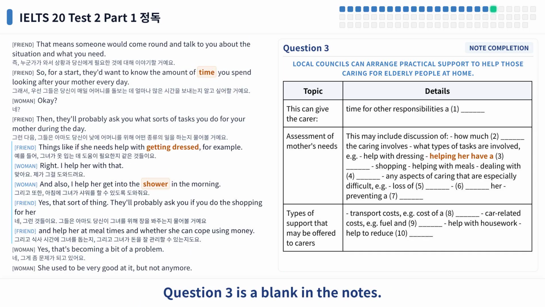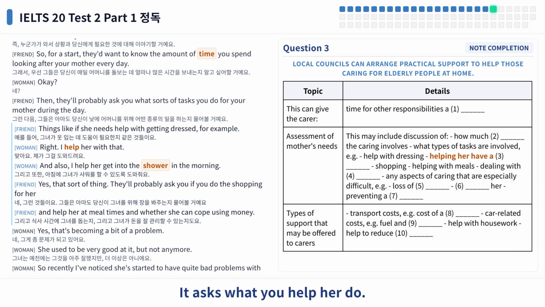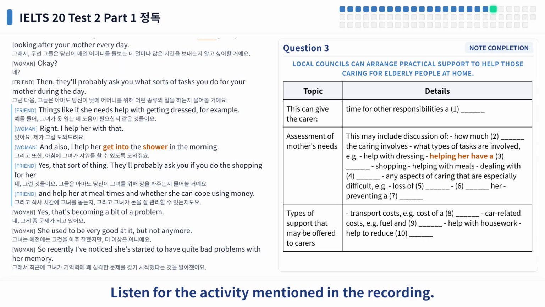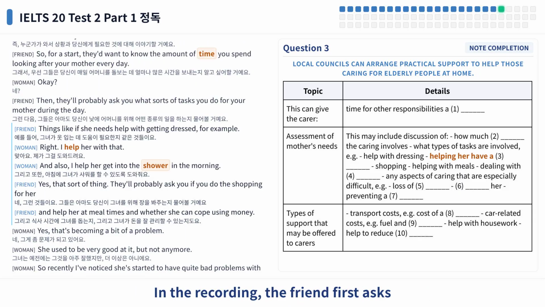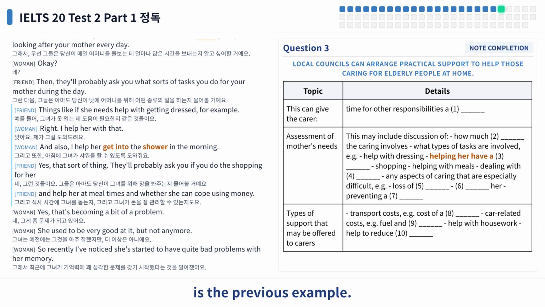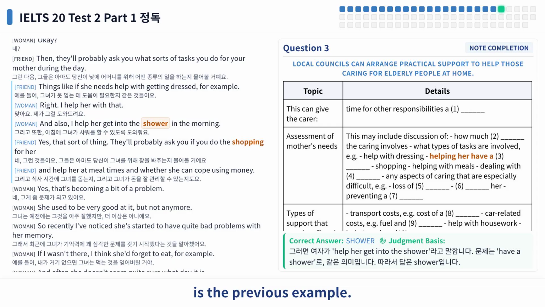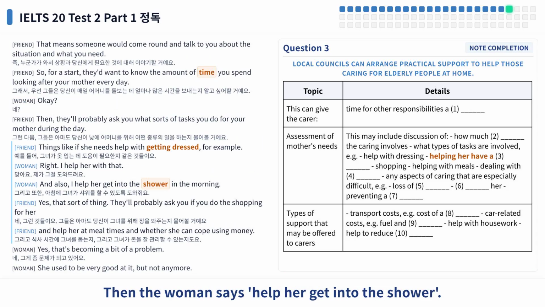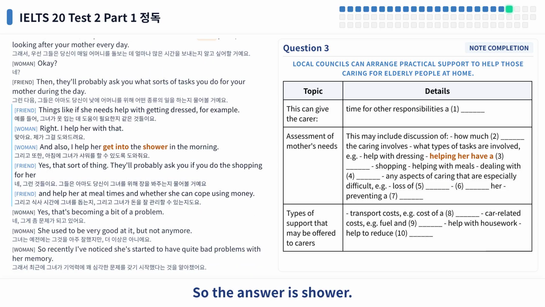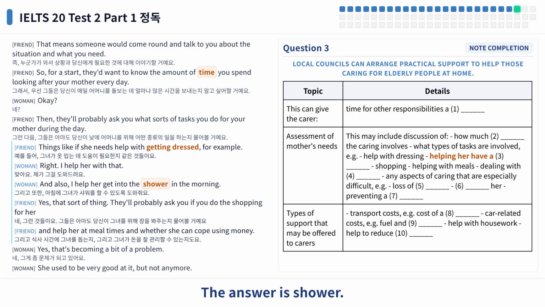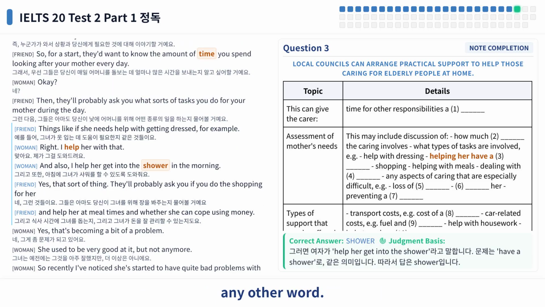Question 3 is a blank in the notes. It asks what you help her do. Listen for the activity mentioned in the recording. The question says, helping her have a 3. In the recording, the friend first asks about help with getting dressed, but that is the previous example. Then the woman says, help her get into the shower. The question says, have a shower, which means the same thing. So the answer is shower. The answer is shower. Be careful with the spelling. Don't write any other word.